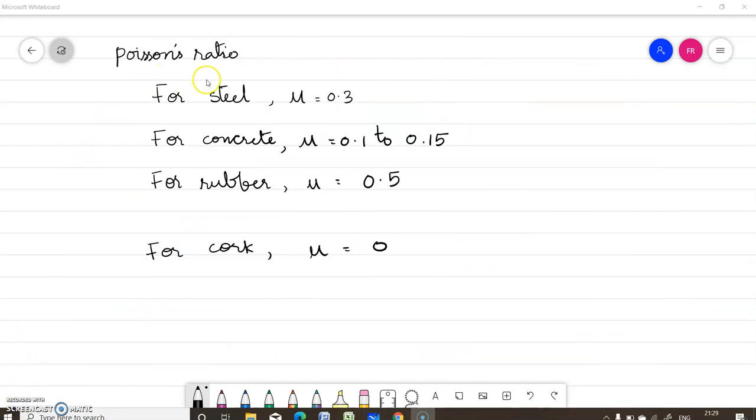So Poisson's ratio for steel is 0.3. This value we have to remember. For concrete it is 0.15. For rubber, mu is equal to 0.5, and for cork, mu is equal to 0. That is, when you apply a force in the linear direction and increase the length, in the lateral direction also there will be no change in length. That is the peculiarity of cork. So here mu is equal to 0. Okay. Thank you.